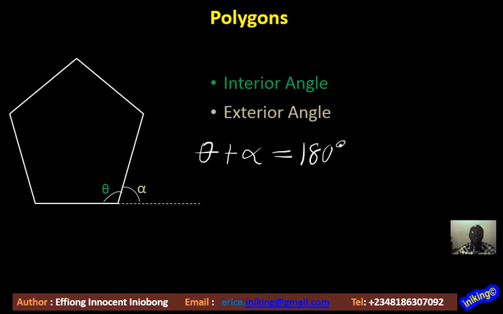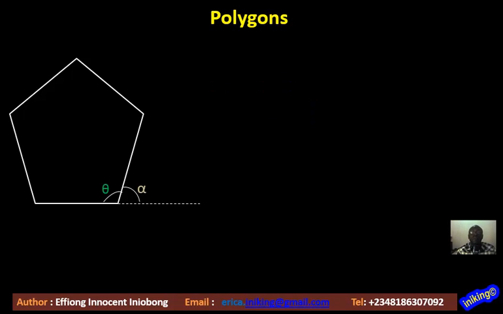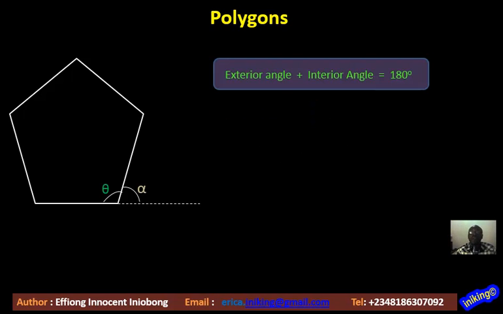180 degrees, which means that the relationship between the interior angle of a polygon and its exterior angle is that they sum up to give us 180 degrees. So that's our conclusion there. The exterior angle of a polygon and the interior angle sum up to give us 180 degrees.